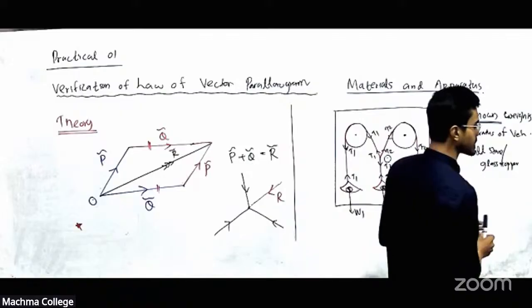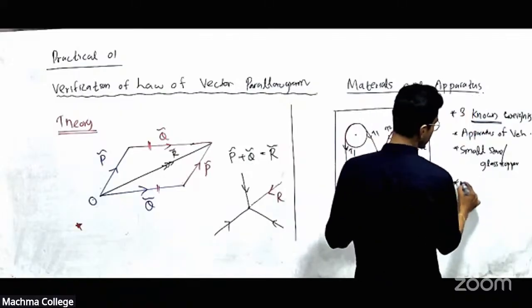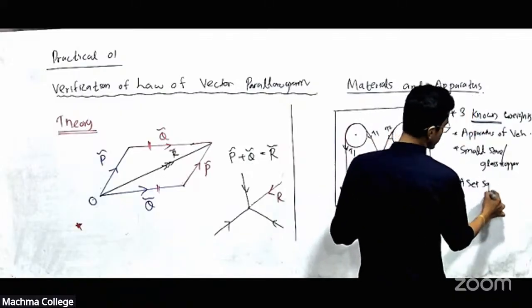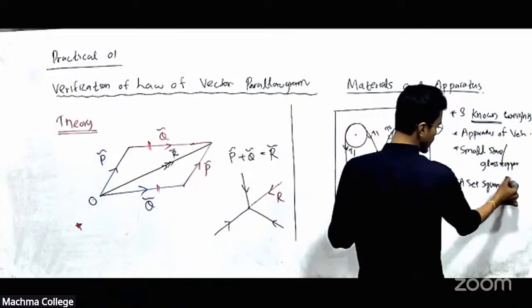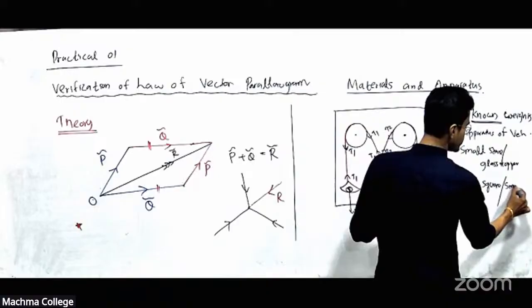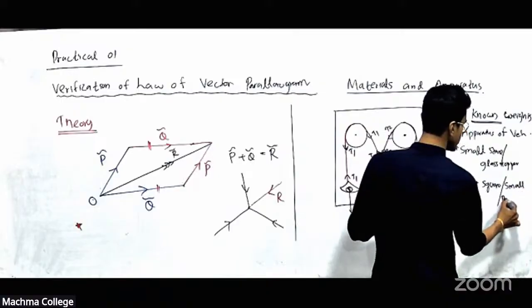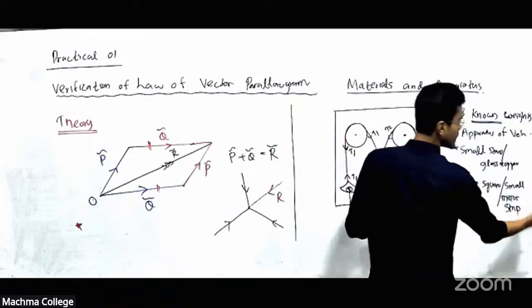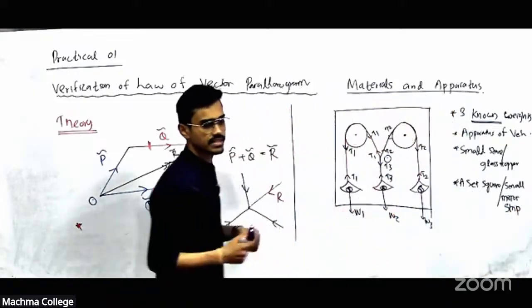Then a set square. A set square, you know what the set square is, right? A set square or a small mirror strip.